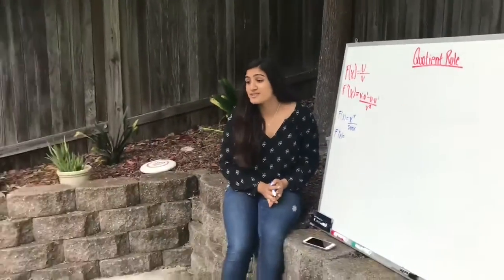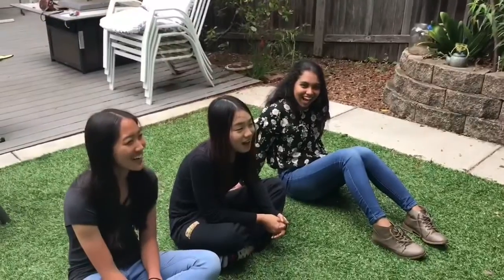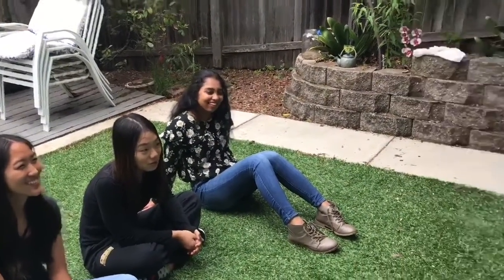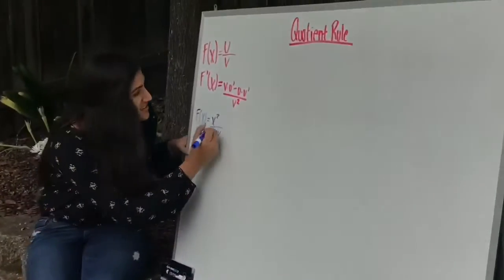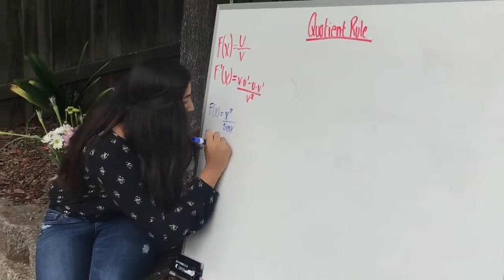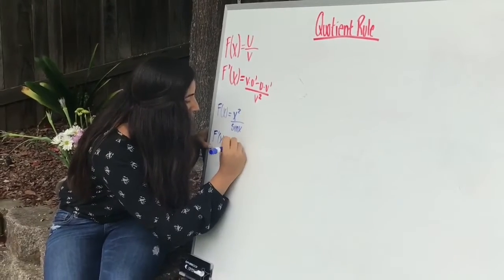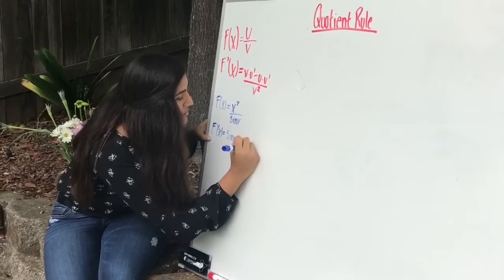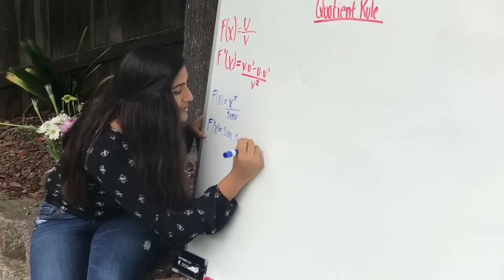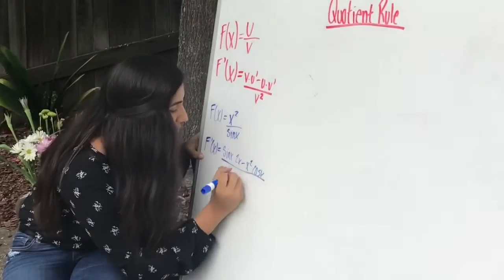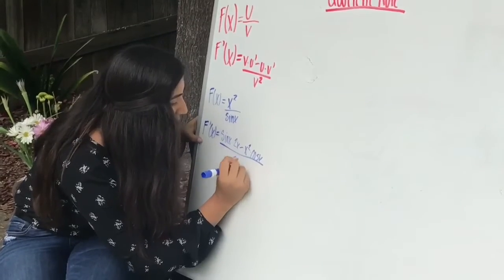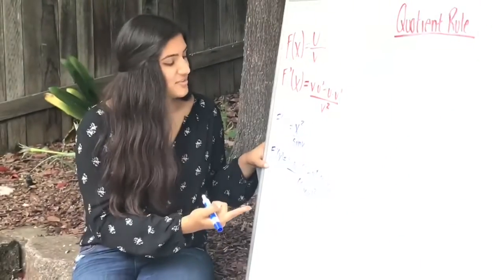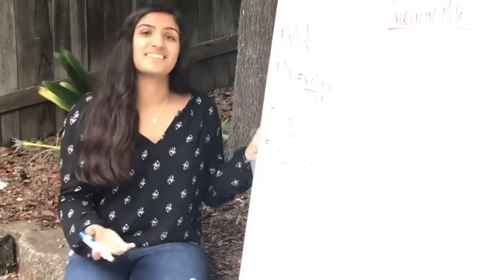Now, class, what's the rule? Low D high minus high D low over low low. Good job. Now let's do this. So we have low D high, so sine x times 2x minus x squared times cosine x over sine x squared. And there you have it. That's the derivative of this function. And that's the quotient rule.